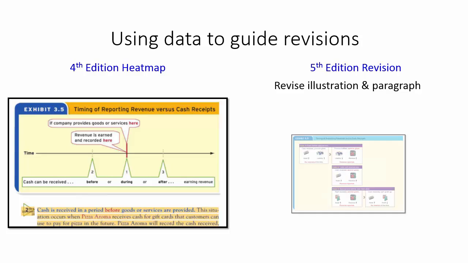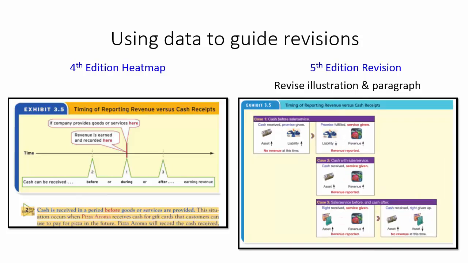So in the 5th edition, I've presented a new exhibit that better depicts the financial effects involving the 3 cases. Case 1, when cash is received before services are given. Case 2, when cash is received in the same period that services are given. And Case 3, where services are given in a period before cash is received. Notice that students can look at this exhibit and glance down the middle column and see that revenue is reported when the service is given, not necessarily when the cash is received.